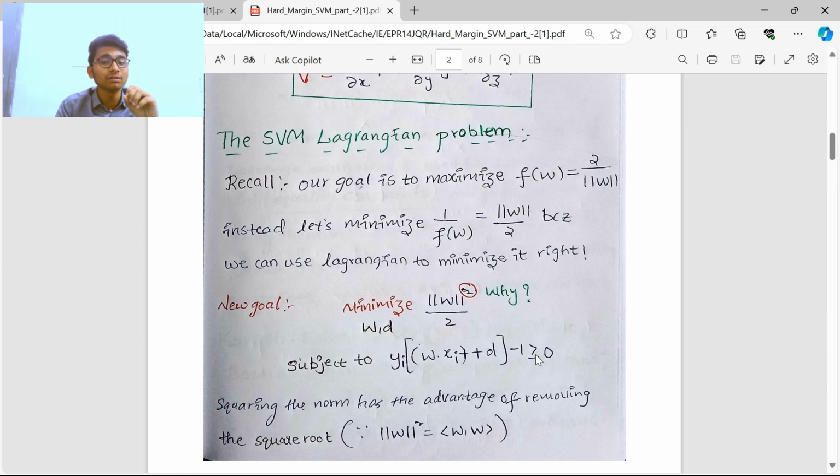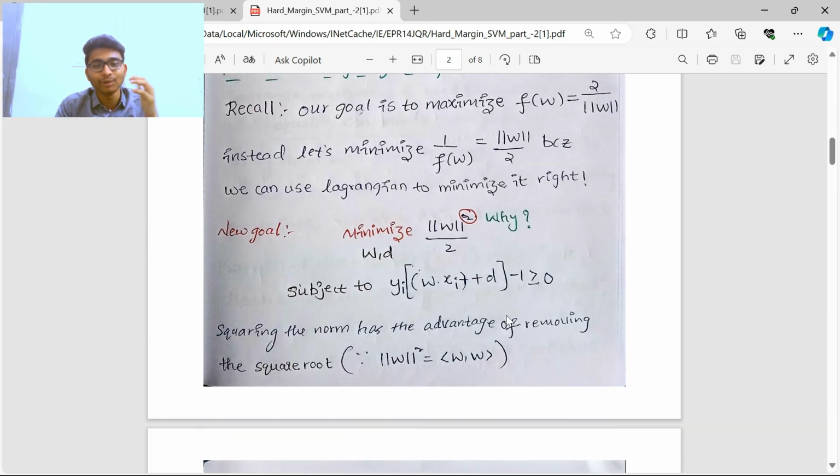Now you will question, why squaring? Because squaring will give the advantage of removing the square root for the inner product. See, norm square is equal to the inner product, and here the inner product is the dot product. We will be removing the square root for the dot product. That is the reason we square this.